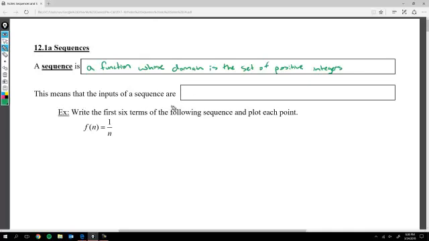So that means that the input of a sequence is going to be a natural number. Or sometimes we call them the counting numbers, like 1, 2, 3, 4, 5, 6. And we talked about in class that we represent that set using a double bar N. Now, in functionality, a sequence is just a list of numbers. But to give some meaning to a sequence, it's going to be a function.